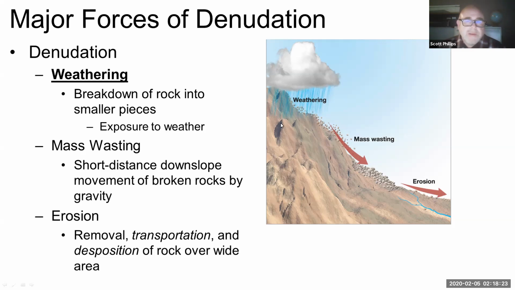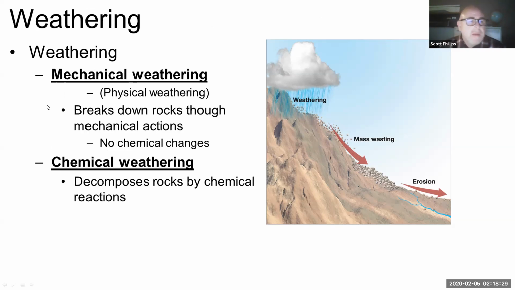This is about the breakdown of rock into smaller pieces because of exposure to weather. Thus the name. And we can break weathering down into two general types. One is mechanical, or sometimes called physical weathering. This is some type of non-chemical things that are happening, some mechanical action that will break up rock. And there are also chemical reactions that play out as well, and thus the name chemical weathering.